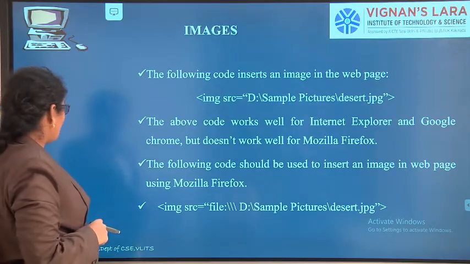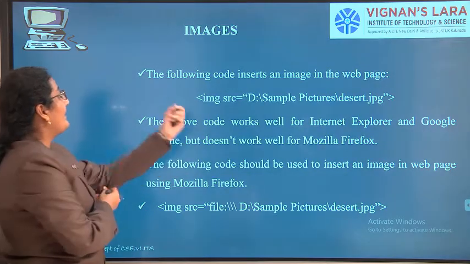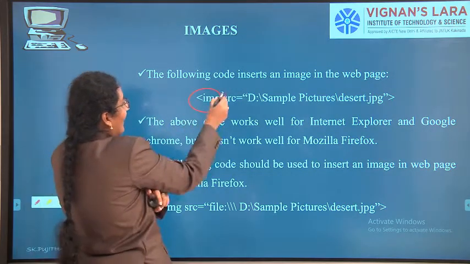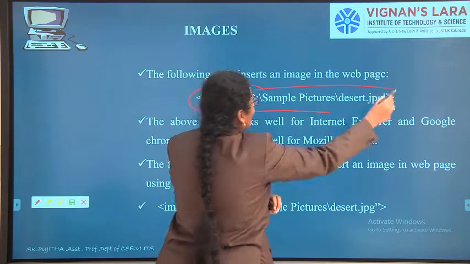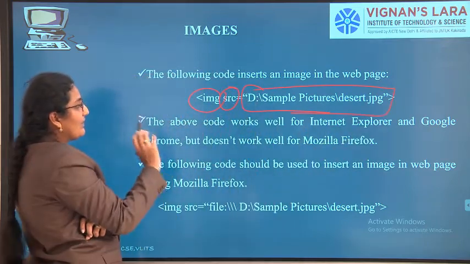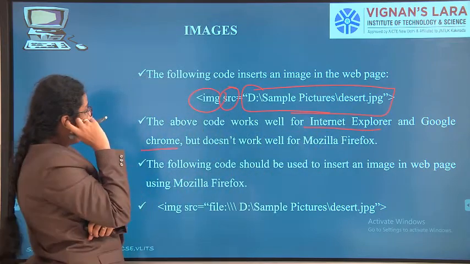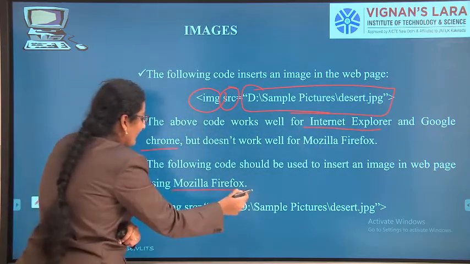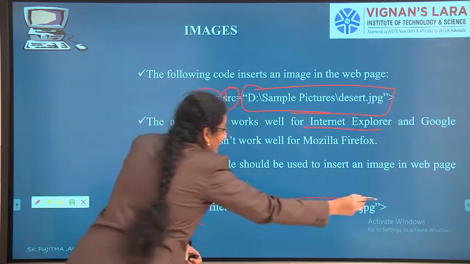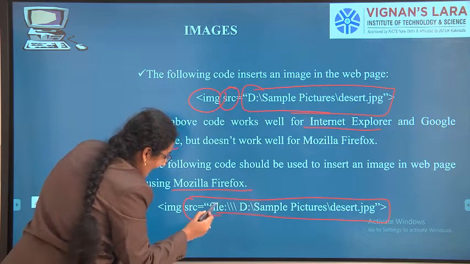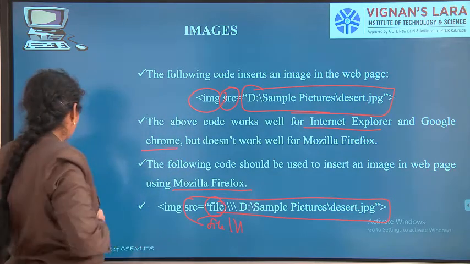So finally let us conclude the images topic. Image is the tag, src is attribute 1, under src we are giving the location. This will work very well for Internet Explorer and Google Chrome. But if you want to work with Mozilla Firefox, you need to change this src location like this. You have to add the file name here and give 3 slashes.